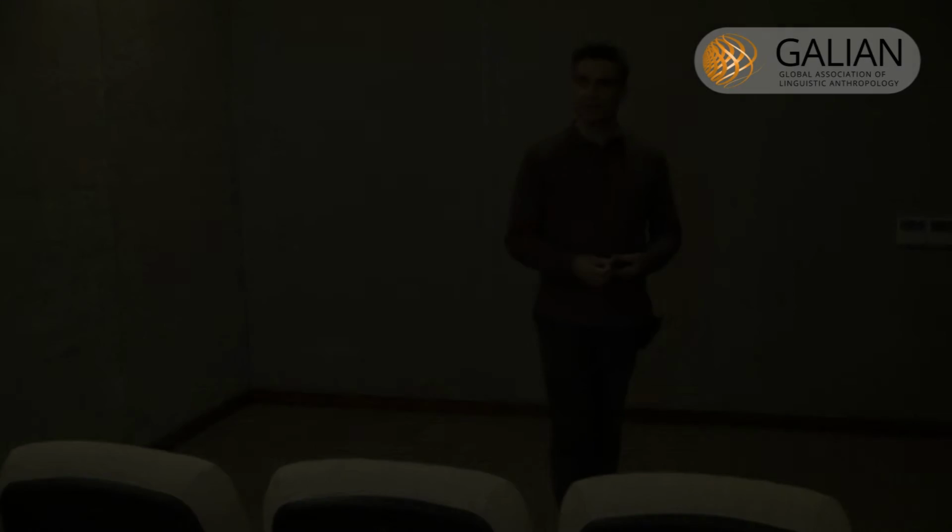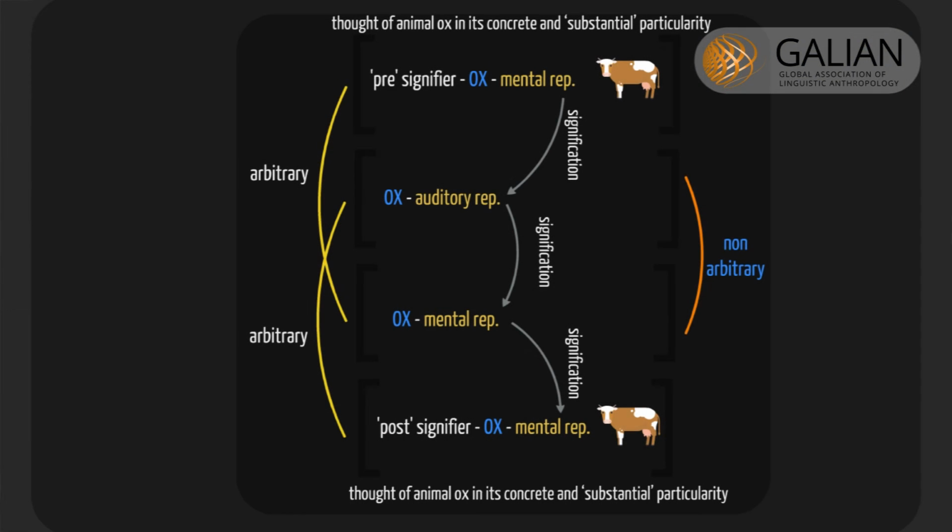His argument was that the connection between the signifier and the signified is necessary. I'm going to now show you a diagram which represents this. And we have 4 parts to this. We have the pre-signifier, which is the mental representation of the ox. And we have the ox auditory representation, which is the word ox, the phonics ox. Then we have the mental representation, which emerges as we say the word ox. And then we have the post-signifier, which is the actual object, the ox.